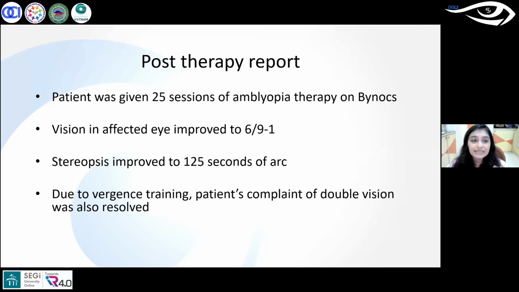What happened is that the vision in the affected eye increased to 6/9 minus 1. Their stereopsis increased to 125 seconds of arc. And because we had trained the vergence system of the patient, the complaint of double vision had also resolved. So that was it. It was a very short presentation.